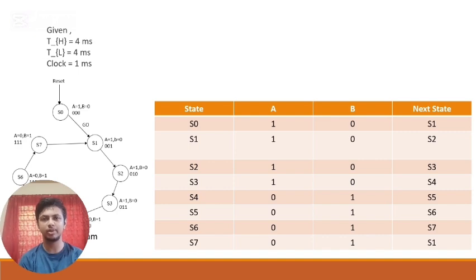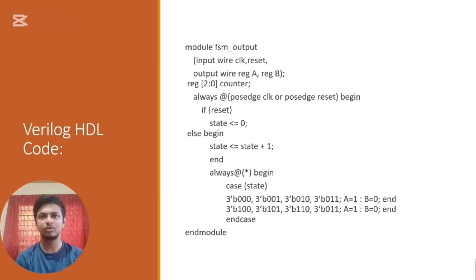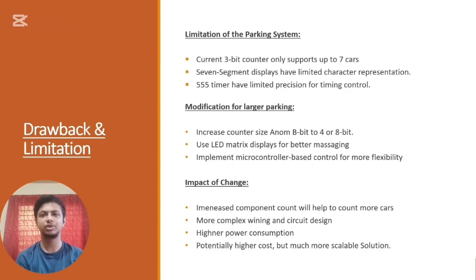controlled timing environment. This is the Verilog HDL code for the FSM implementation. The Verilog HDL code defines a finite state machine with 8 states organized into 2 groups. And here are some drawbacks and limitations of this parking system. Some limitations are that the current 3-bit counter only supports up to 7 cars. The 7-segment displays have limited character implementation, and 555 timers have limited precision for timing control.